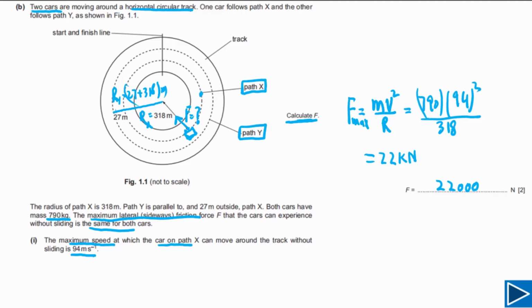And this is the force. This question has 2 marks. The first mark is if you have used this formula, you will get 1 mark, and that is the C1 mark. And the second mark is the answer mark. If you have got the right answer, you will get the second mark.